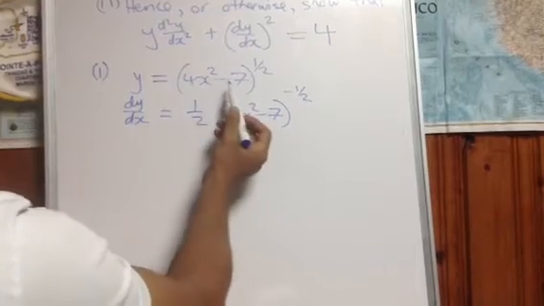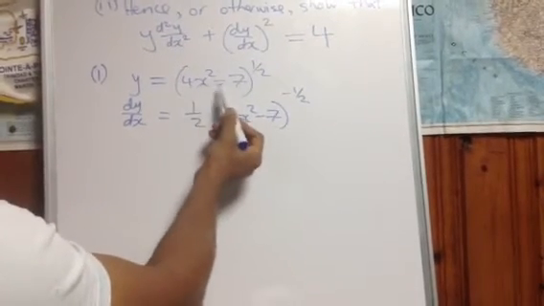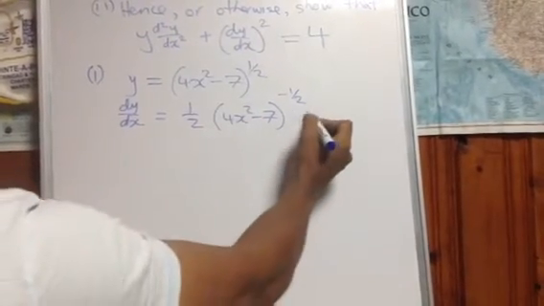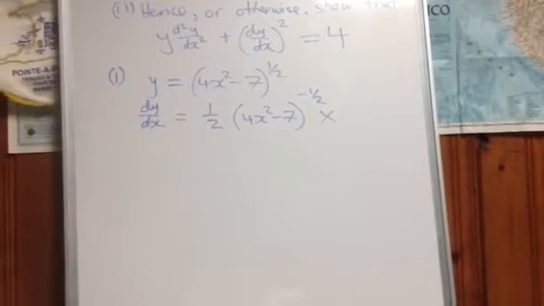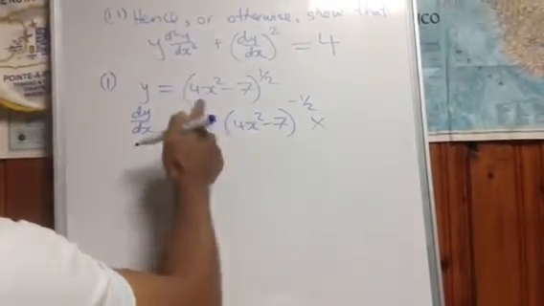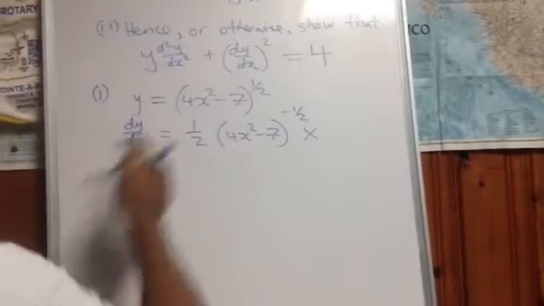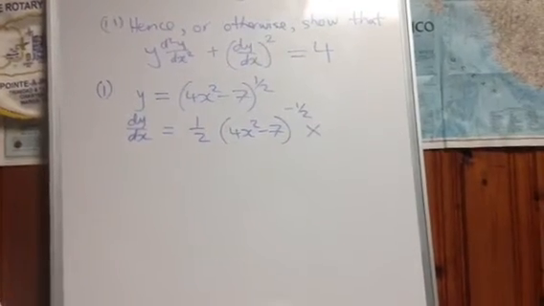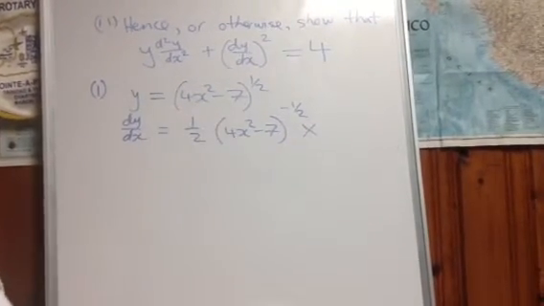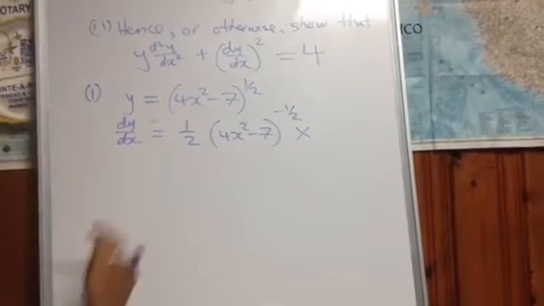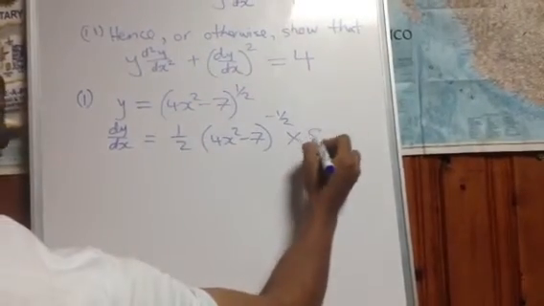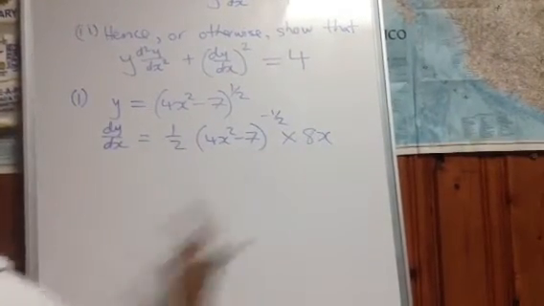But we have to remember that we have a function nested inside here. So we have to multiply, and this is where we apply the chain rule. We must multiply by the derivative of the term inside the brackets. That's 4x squared minus 7. When we differentiate, we get 8x. So we multiply by 8x. And this is the chain rule.